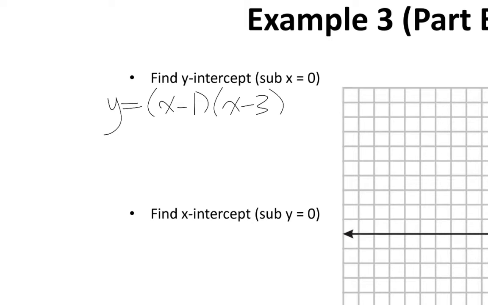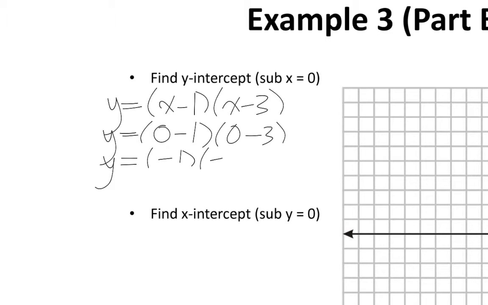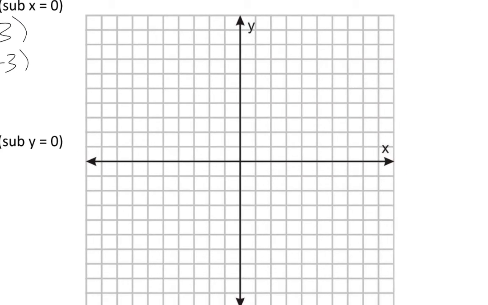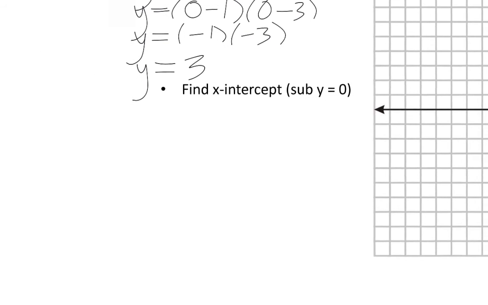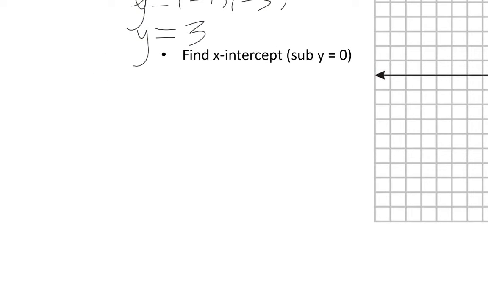So to find the y-intercept, I need to sub x is equal to 0. So instead of writing x, I'm going to write 0. And 0 subtract 1 is just negative 1, and 0 subtract 3 is just negative 3. So now we have multiplication. Negative 1 multiplied by negative 3 is positive 3. So let's go ahead and write in our y-intercept at positive 3. All right, so let's next find our x-intercepts.